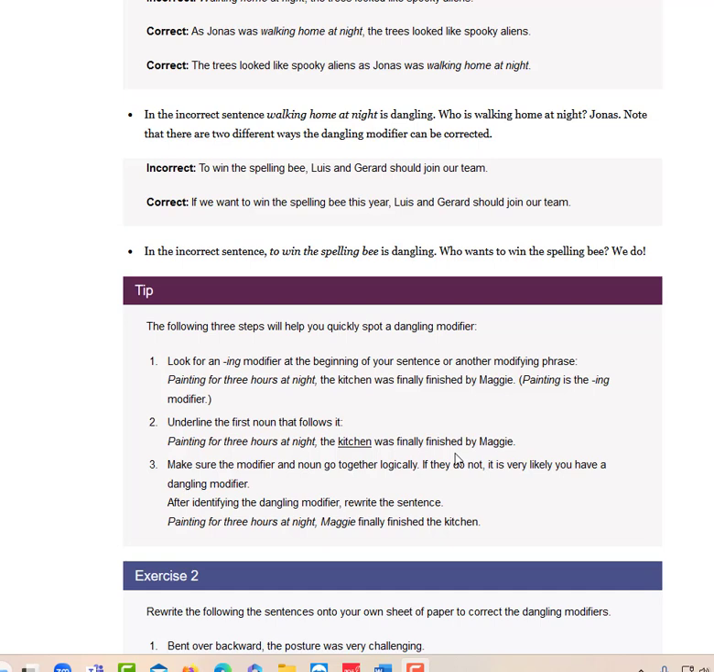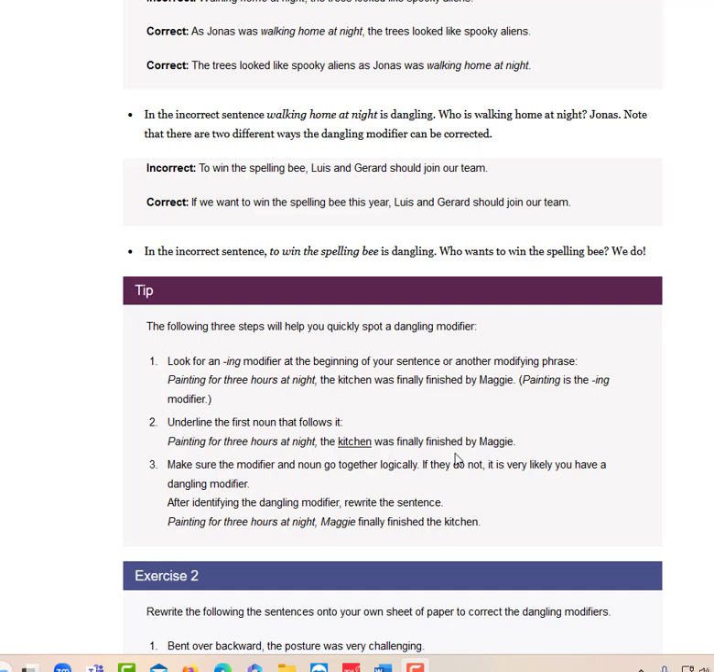Look for an ing modifier at the beginning of your sentence or another modifying phrase. Painting for 3 hours at night, the kitchen was finally finished by Maggie. Painting is the modifier. Underline the first noun that follows it. Painting for 3 hours at night, the kitchen was finally finished by Maggie.